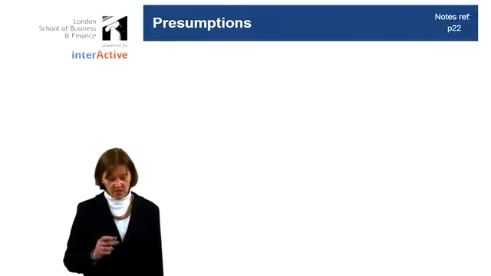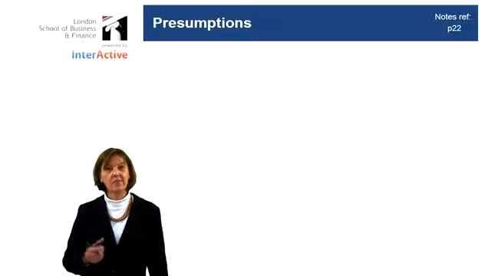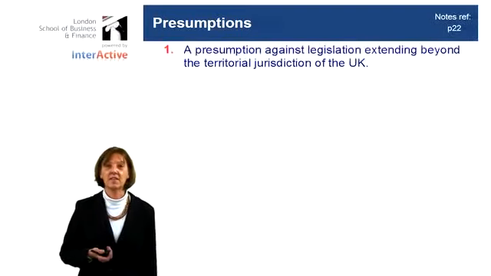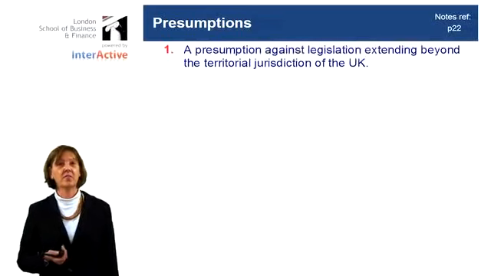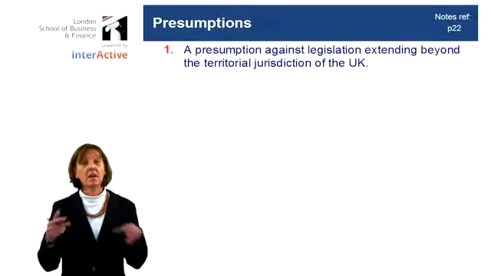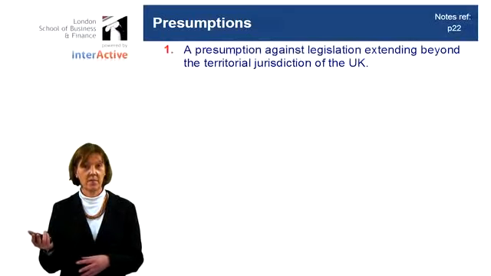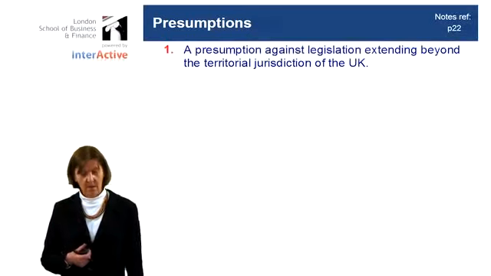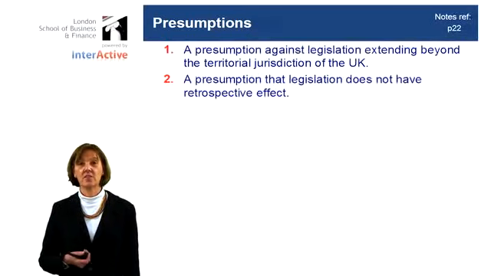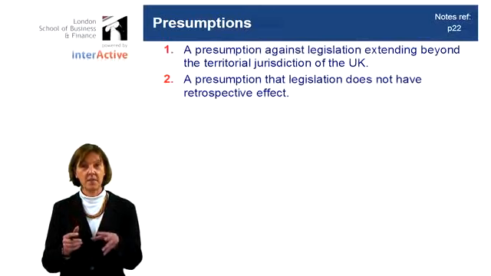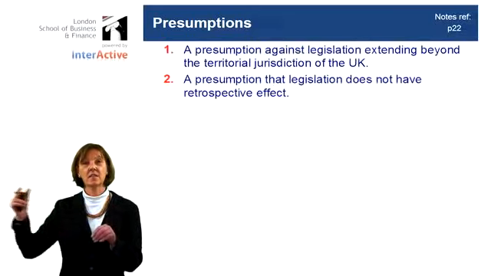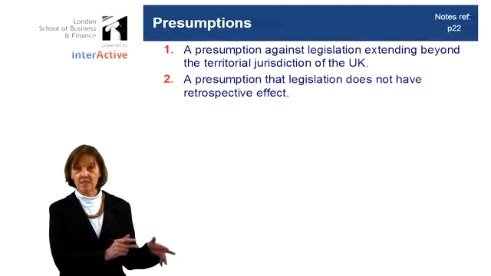With each of these presumptions, I'm just going to give you a kind of simple translation. The first one, a presumption against legislation extending beyond the territorial jurisdiction of the UK. UK law only applies to you when you're in the UK, not when you go abroad. That's what that one means. Number two, a presumption that legislation does not have retrospective effect. So when an Act of Parliament is passed, it only applies to things that happen in the future. It's not backdated to things you did last week.